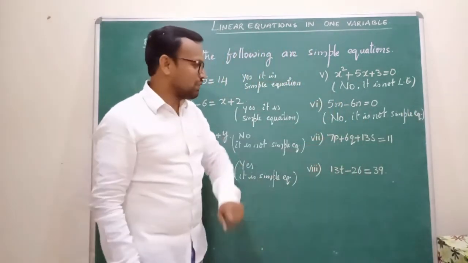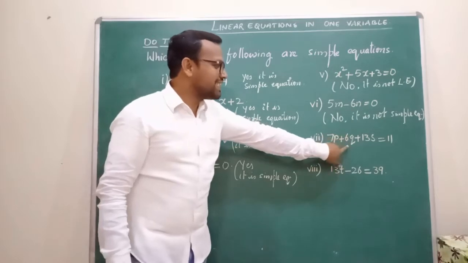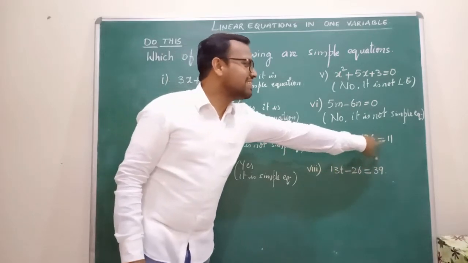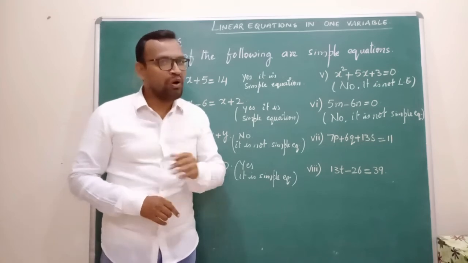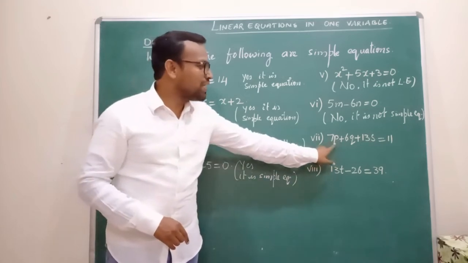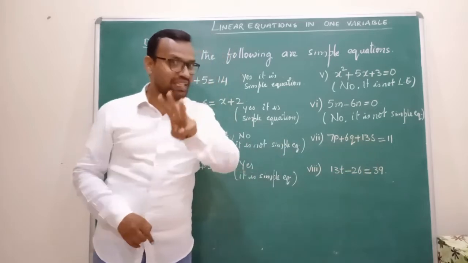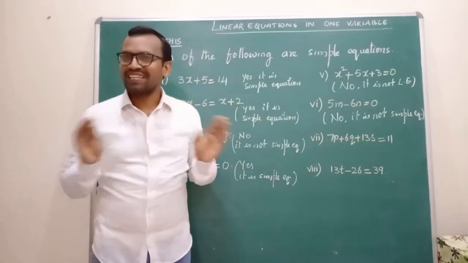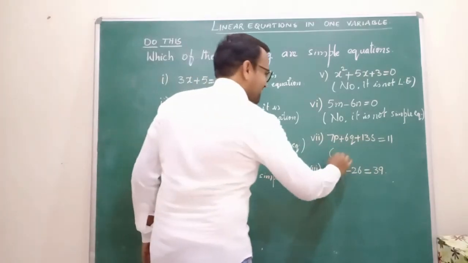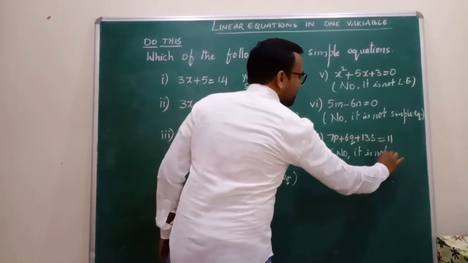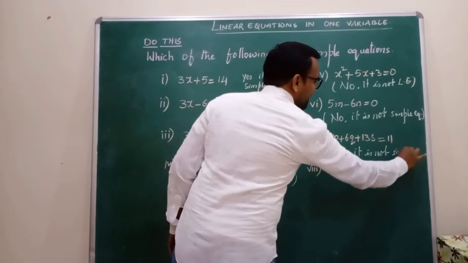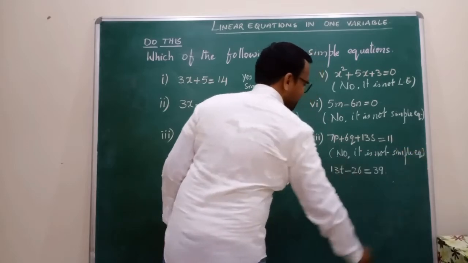Now, seventh one. 7p plus 6q plus 13s is equal to 11. Is it a simple equation, children? No, because we got p, q, s. Three variables are there, so it is not a simple equation.